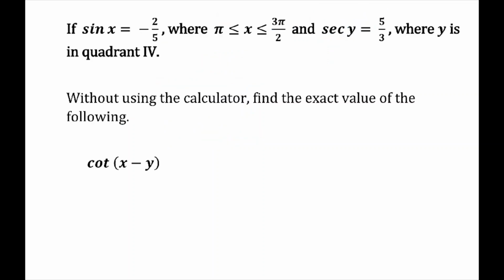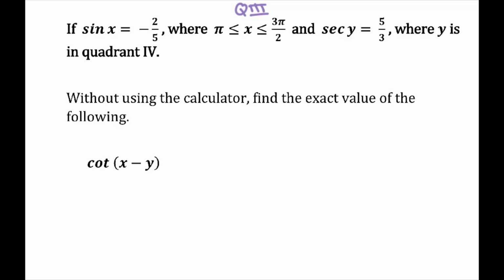Now in this question here, if sine x equals negative 2 over 5, where x is between pi and 3 pi over 2, pi to 3 pi over 2, we are talking about quadrant 3. Tangent is only positive in quadrant 3. Here, secant y is 5 over 3. That's the reciprocal of cosine, where y is in quadrant 4. So we're talking about quadrant 4, in which cosine is positive.